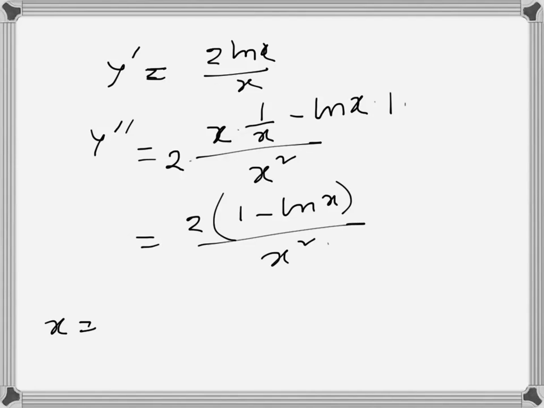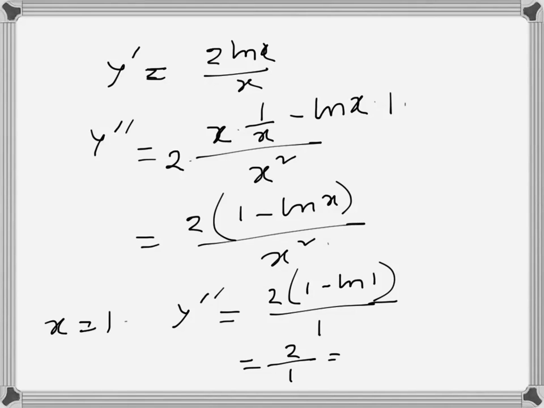So at the stationary point x is equal to 1, let's see what y double prime is: 2 times (1 minus ln of 1) over 1. Ln of 1 is 0, so that's 2 over 1, so that's 2, which is greater than 0, positive. That means this point is a minima. So (1, 0), the stationary point, is a minima, since the second derivative is greater than 0.